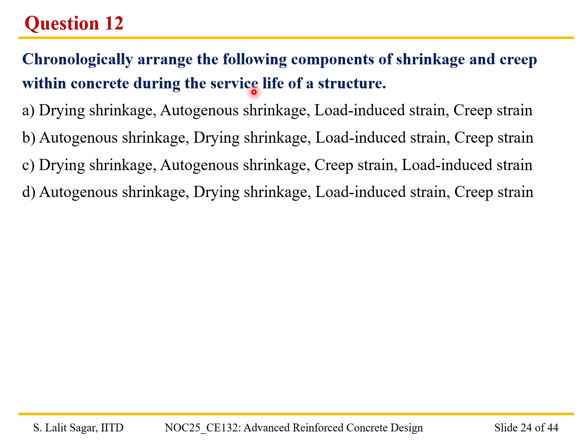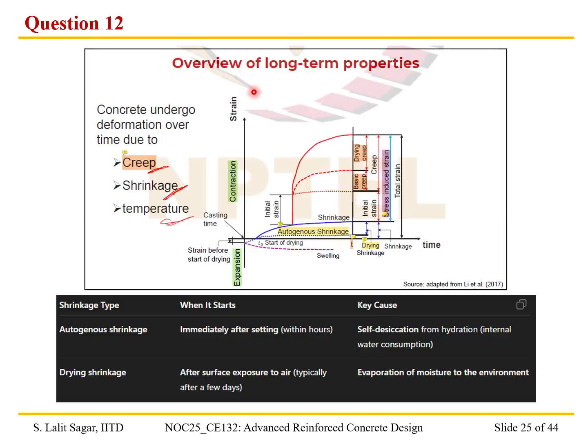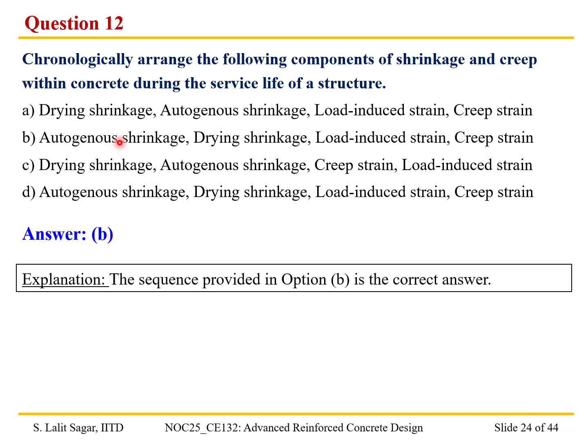Okay, so the correct sequence of the formation of shrinkage and creep is option B. Let us look at the diagram over here, which explains the various stages of formation of shrinkage and creep within the concrete. Here autogenous shrinkage is related to the hydration of cement. As the hydration occurs, there is shrinkage in concrete. So we have the autogenous shrinkage first, and then we have the drying shrinkage. Drying shrinkage refers to the shrinkage which occurs due to the evaporation of water.